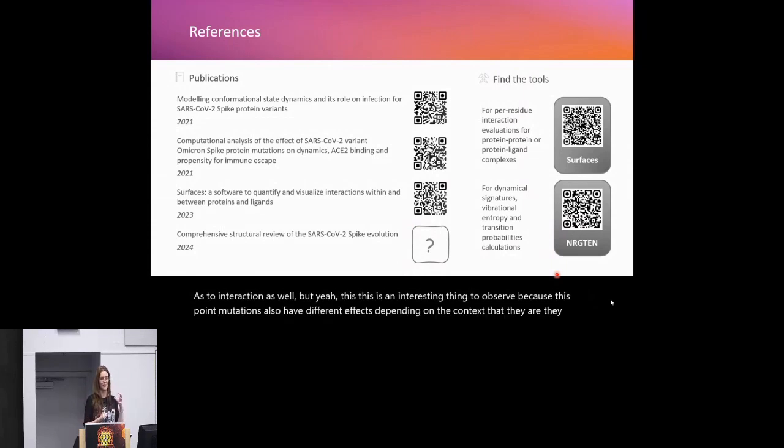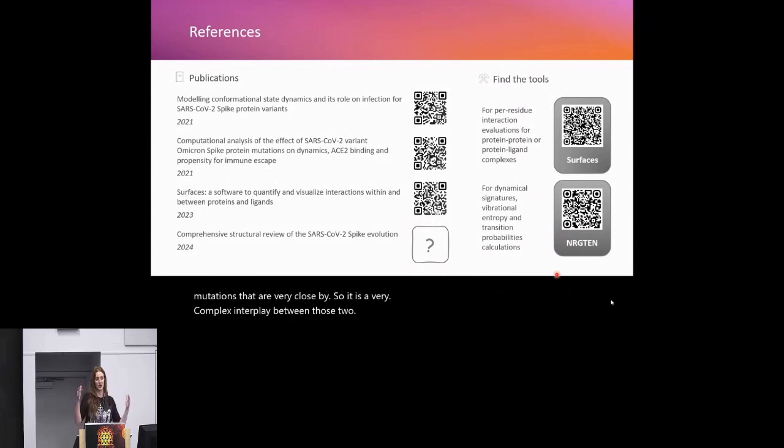So for example, the N501 right in the beginning was increasing interaction with both antibodies and ACE2. But in the context of the latest subclasses of Omicron, this effect on increasing antibody recognition is decreasing because of the context of other mutations that are very close by. So it is a very complex interplay between those two different functional aspects of the same domain.